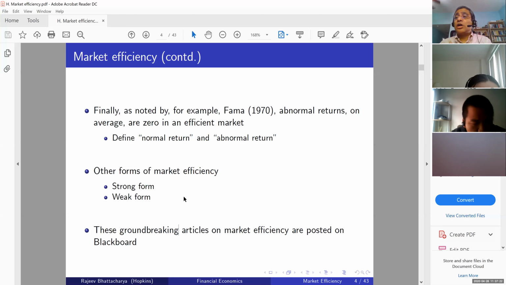Okay, that's what in statistics we often call the martingale assumption. So that's the weak form: everything else that has gone on in the past is immaterial in predicting the future. All you need to know is today's price, and that's enough to predict the future price.